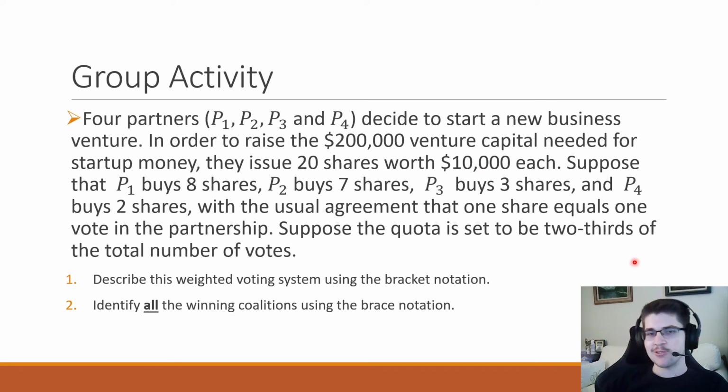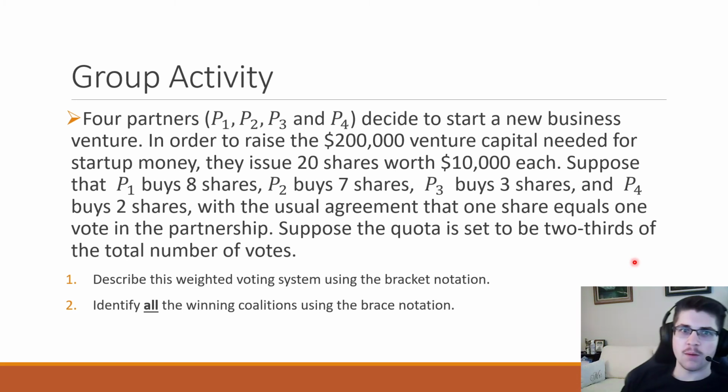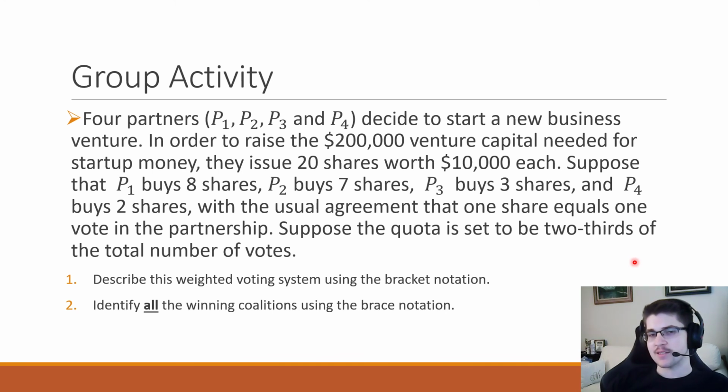Now, notice it doesn't say 2/3 majority. So this, again, brings up the question: am I supposed to round up or not? But you actually always round up regardless of whether it's a majority or not. But also, does it have to exceed or match? Anyways, the first thing it says to do is describe this weighted voting system using the bracket notation, and then identify all the winning coalitions using the brace notation.